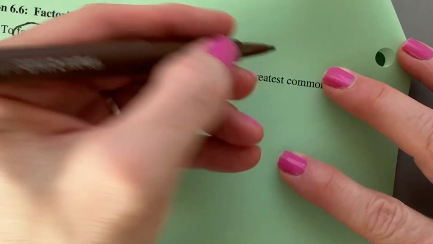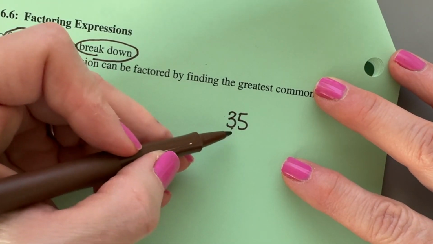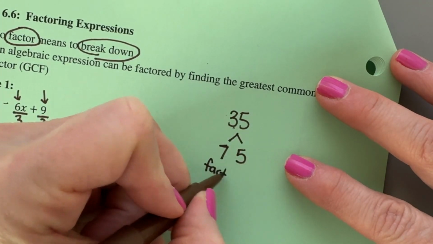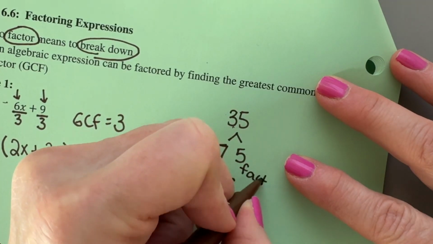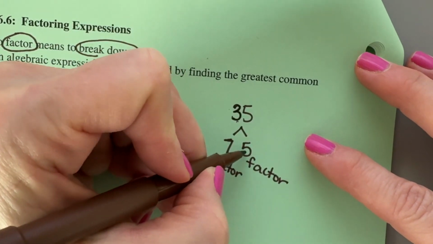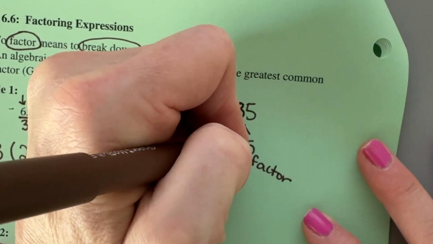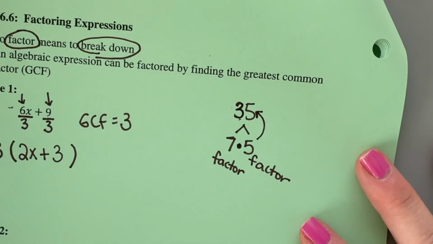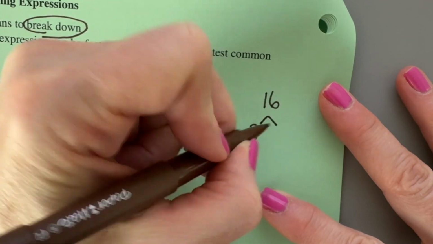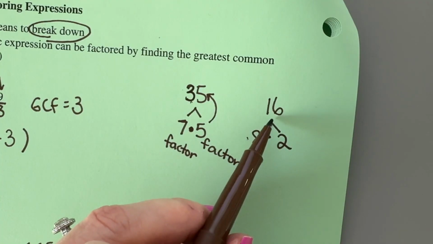In regular arithmetic, if I would write the number 35, two numbers that multiply to give you 35 might be 7 times 5, right? That means this is a factor of 35, and this is a factor of 35. To be a factor of a number, that number can be divided by you. So how we check it is, two factors when multiplied back together should give you back your original. If we did 16, some factors of 16, well, 8 times 2. So 8 is a factor of 16, and 2 is a factor of 16, because when you multiply them, you get 16.